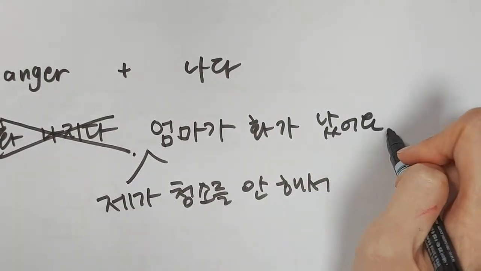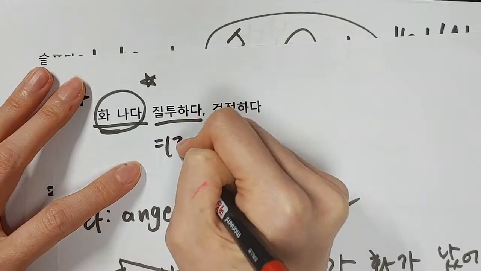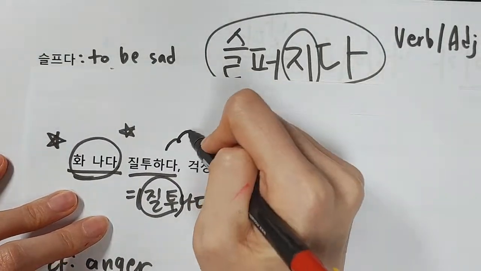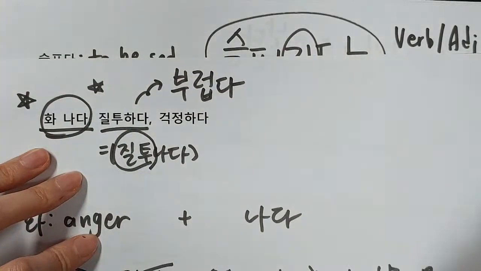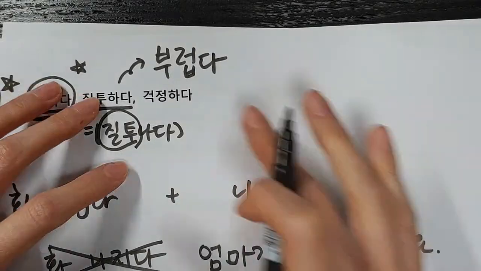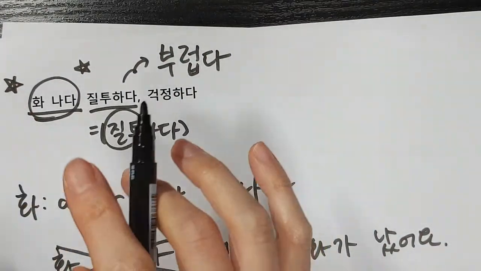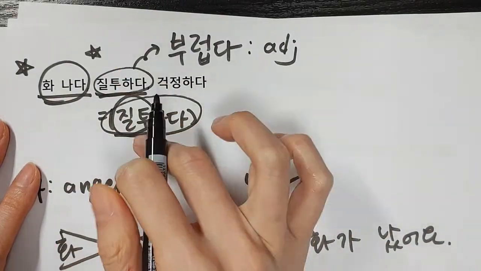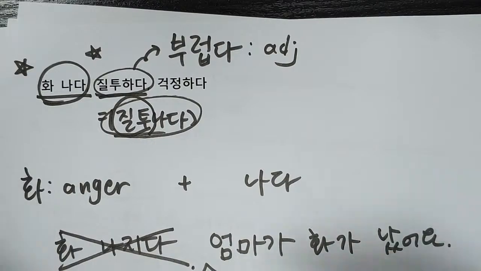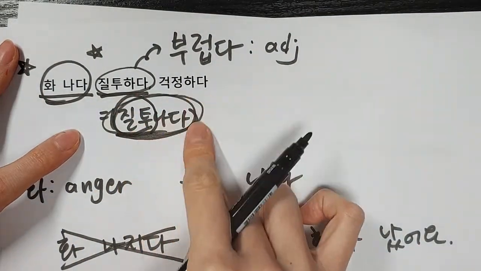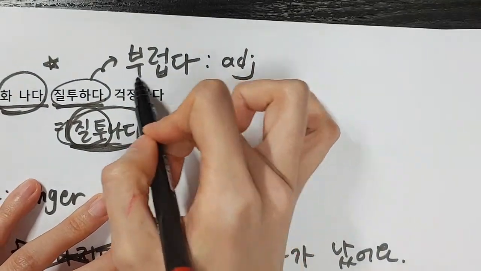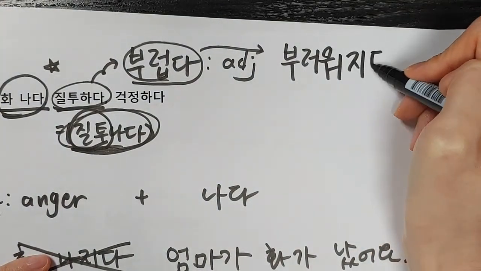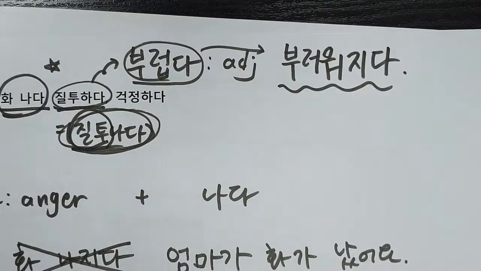And also 질투하다 or 질투나다 means to get jealous. 질투 means jealousy, and it's a little different from 부럽다, which is more of a positive jealousy, like you admire someone. But 질투하다 has a very negative connotation. 부럽다 is an adjective, whereas 질투하다 and 질투나다 are verbs. So to say I got jealous, you can use 질투나다. But since 부럽다 is an adjective, you can combine it with 아어지다, which becomes 부러워지다, to become jealous in a positive way.